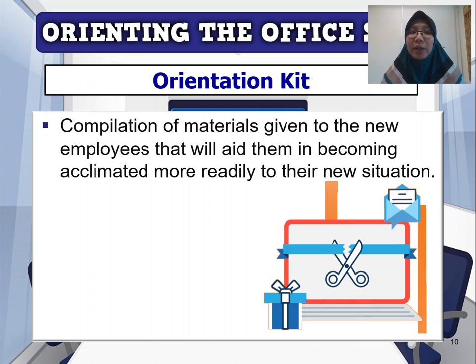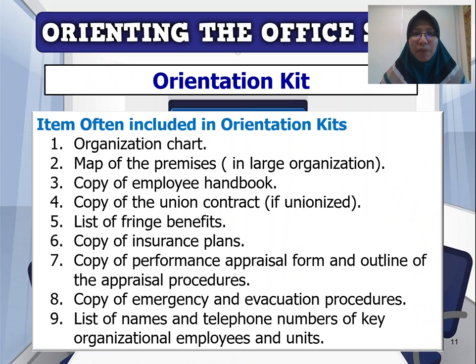Orientation kit is actually a compilation of materials given to new employees that will aid them in becoming acclimated more readily to their new station. So this is the definition of the orientation kit. Okay, so what do you have in the orientation kit? It reminds me of what you have in your event kit, right? You also have the event kit to make sure that you have completed your event before, after and in the process. Okay, so there are 9 items included in the orientation kit.